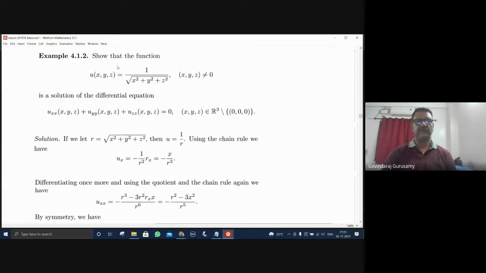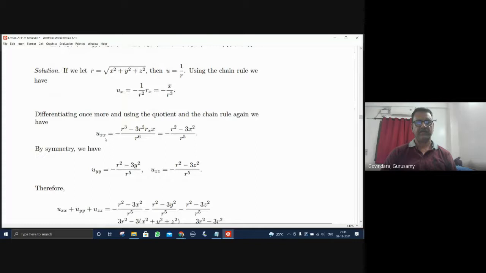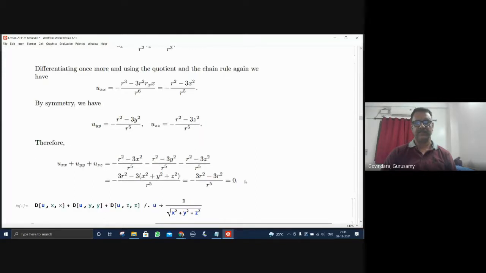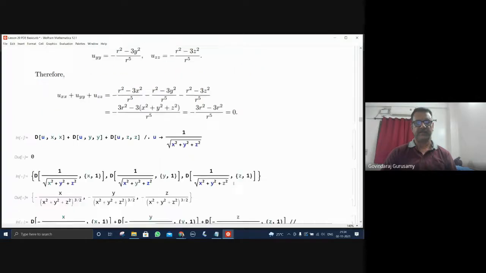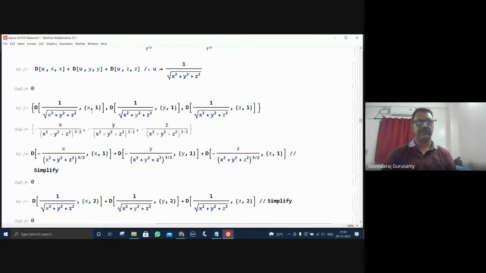Okay, another thing. The function, with x, y, z not equal to 0, is a solution to the differential equation u_xx plus u_yy plus u_zz, which means second derivatives. This is like a Poisson equation solution, where (x, y, z) belongs to R3, not equal to 0. That's what it means. Now take this, substitute, simplify. Further, find out u_xx, u_yy, similarly u_zz. Combine them. You'll get a solution which is satisfying this, which can be shown here. This is the result.